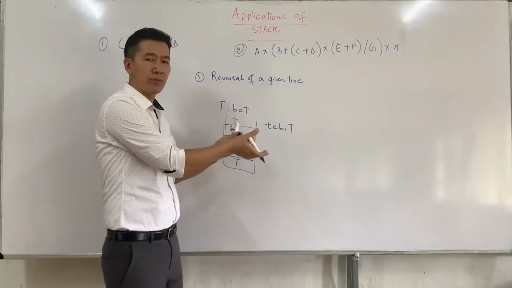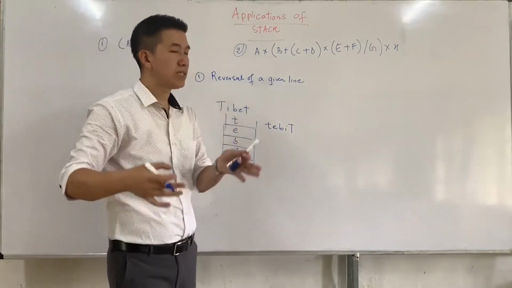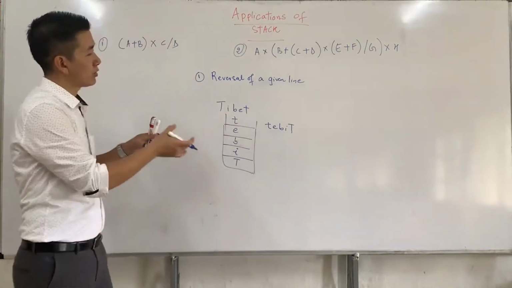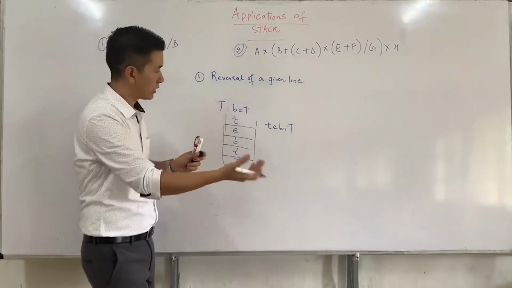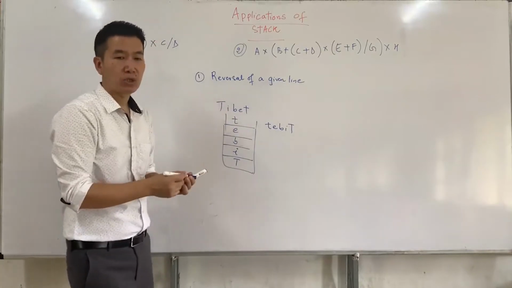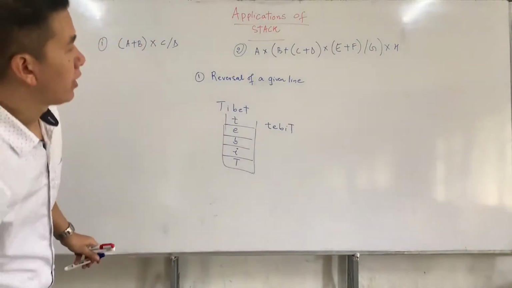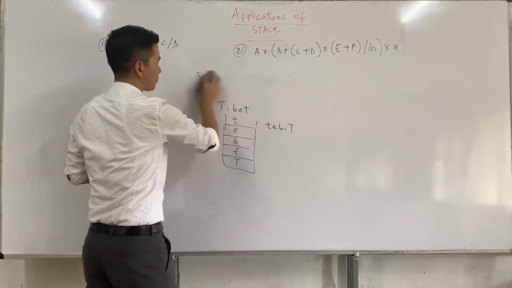So this is pretty simple. In order to reverse a given word, sentence, or paragraph, if you could write a program with a stack, a given line could be reversed with ease. So this is the first important application of the stack.